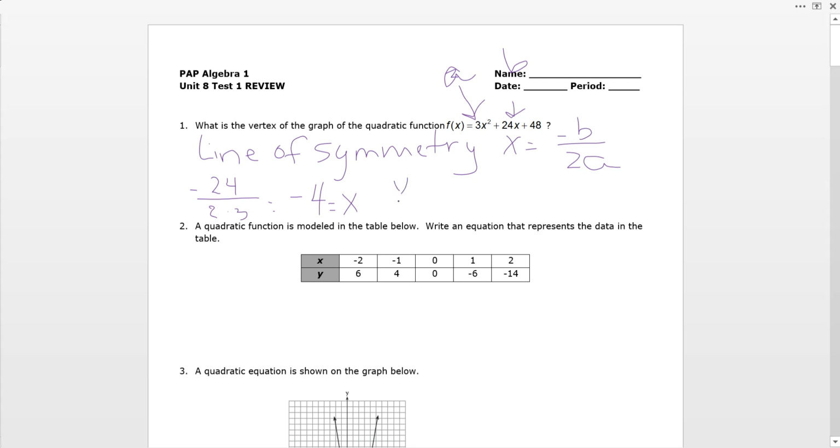So I end up with y equals 3 times negative 4 squared plus 24 times negative 4 plus 48. And I'm going to put that whole thing in my calculator exactly like it is. And when I hit enter, it's going to give me a 0. So my vertex is going to be negative 4, 0, which happens to be the root. Just a lucky thing.